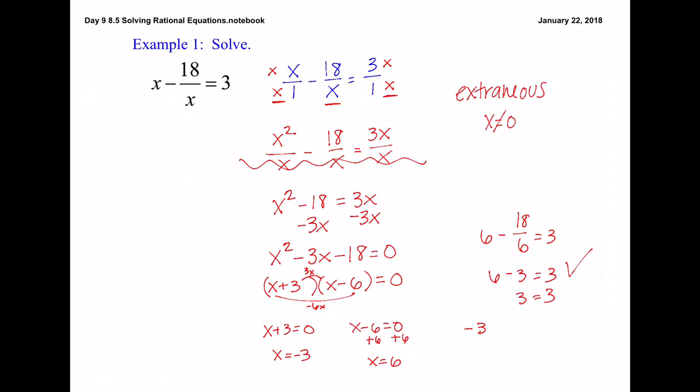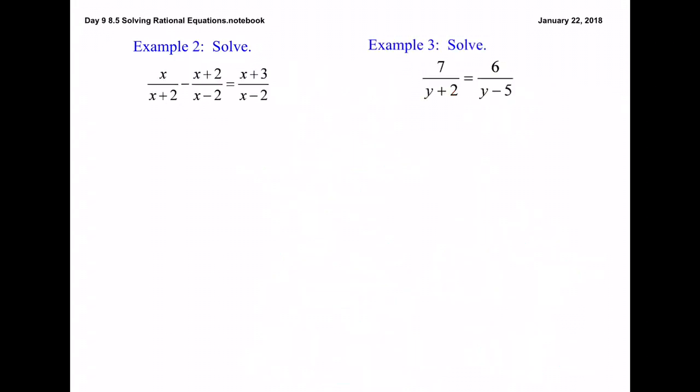When we plug in negative 3, a negative and a negative change to a positive 6. Negative 3 plus 6, 3 absolutely equals 3. So these are our two solutions. We just want to take a look and make sure that our solutions don't match our extraneous solutions, because that would make our answer undefined.